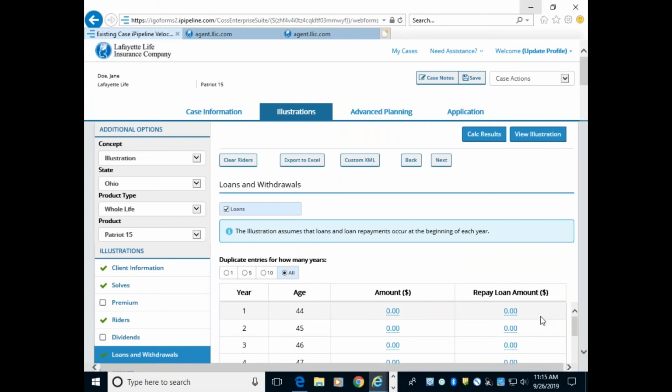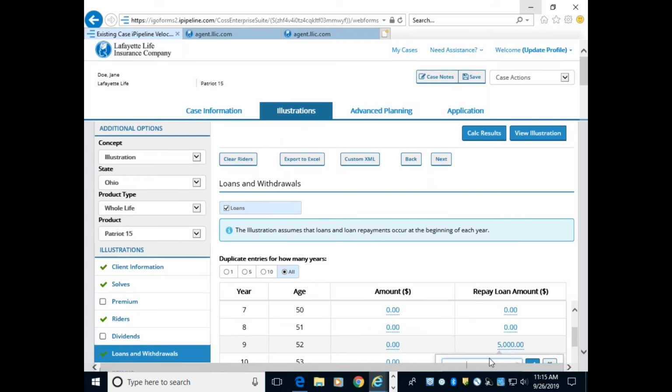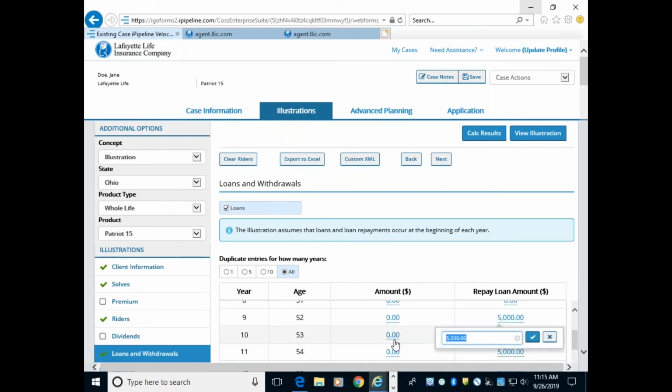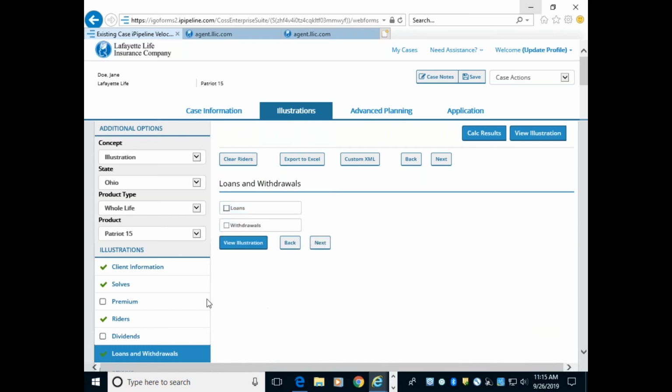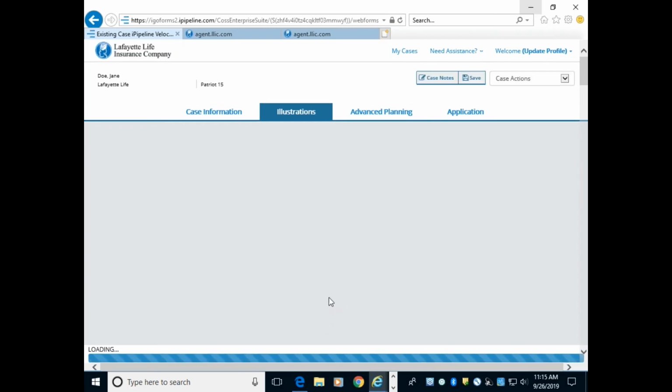Okay, I'm going to get rid of that one. And for this particular demo, I'm going to do maybe a loan amount that would go on for several years. So as you can see, I'm getting rid of the other amounts that are in the illustration each time so that the amounts don't overlap. So let's go back to the Solve tab.